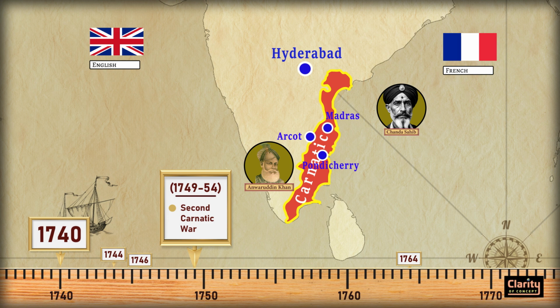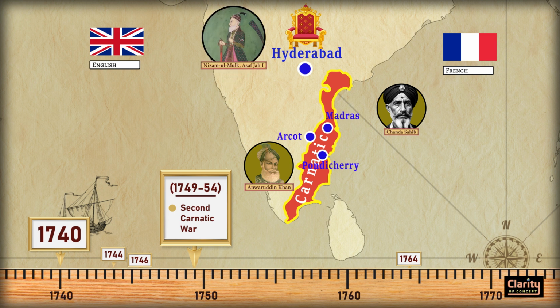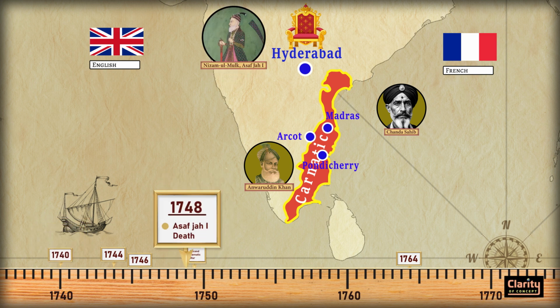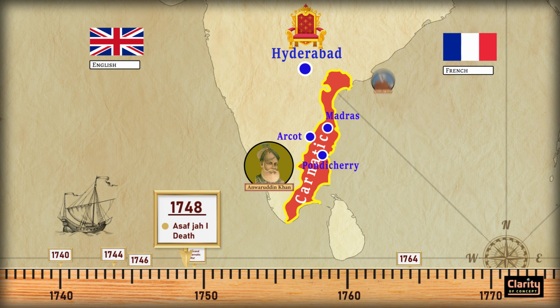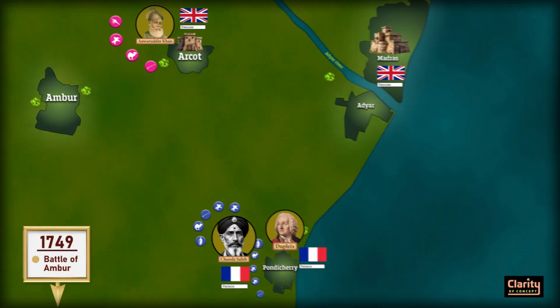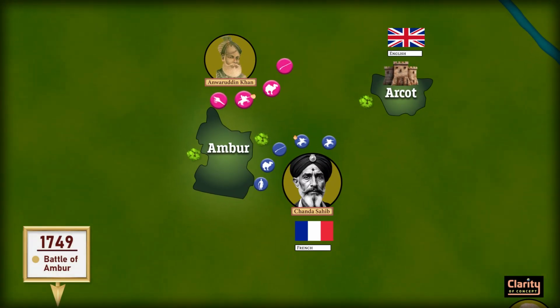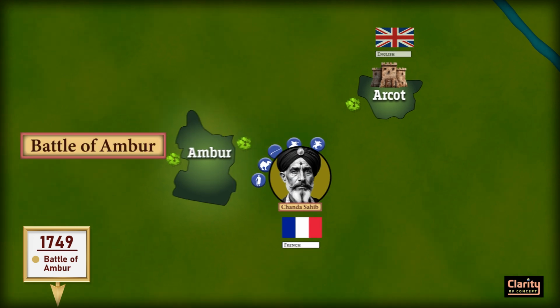In Hyderabad, the Nizam's throne was contested after the death of Nizam ul Mulk Asaf Jah I in 1748. The French supported Muzaffar Jung, while the British supported his rival. In 1749, with French support, Chanda Sahib defeated and killed Anwaruddin Muhammad Khan at the Battle of Ambur.